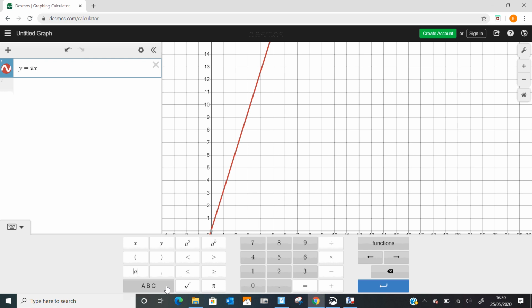There it is. So what that would tell me is that the gradient of this red line here is actually going to be, every time I go along 1, I'll be going up 3.14, or pi. Okay, all the way. Right. What if I change that and I put y is equal to pi x plus pi? What would happen there?